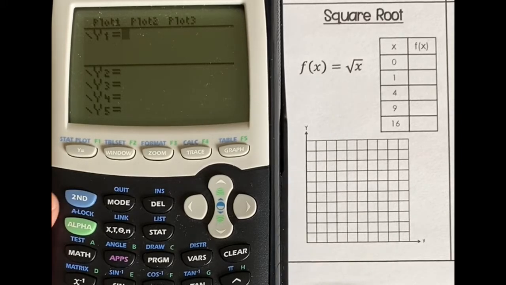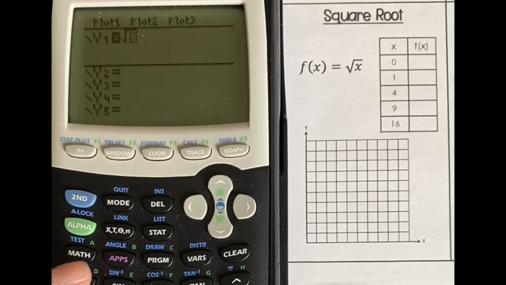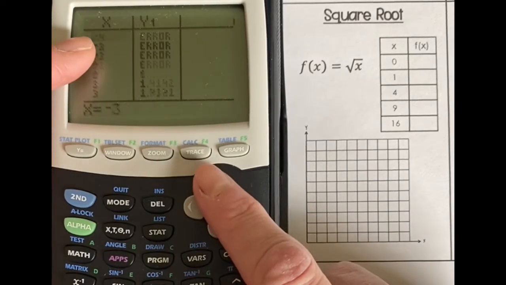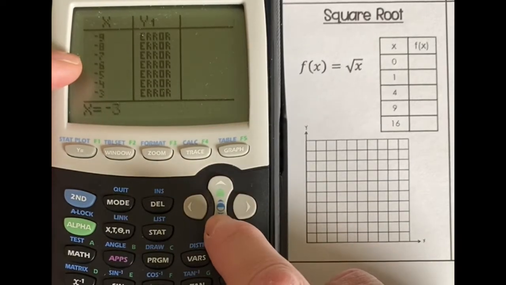Remember, to get that square root button in the calculator, we need to hit second, and then x squared will give us the square root of x. And then we're going to go to the table. Now, something to notice in the table. If you look here, -1, it says error. -2, it says error. If you keep going, any of the negatives say error.